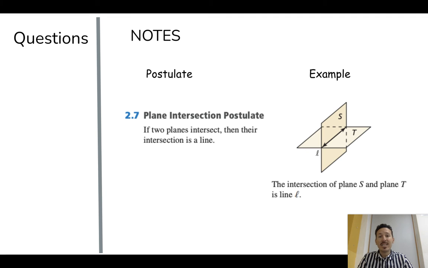Then you have the plane intersection postulate. Remember, we talked about when 2 planes intersect each other, their intersection is a line. So now you have it as a postulate, because we're going to start writing proofs, which helps us to have reasons we can state things.